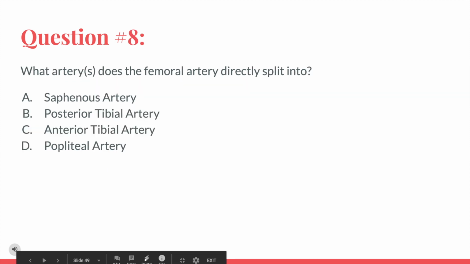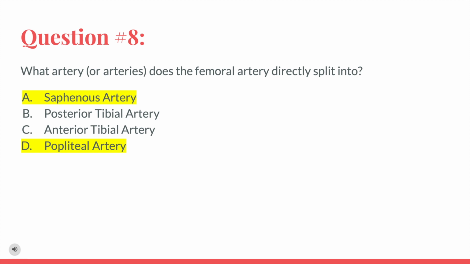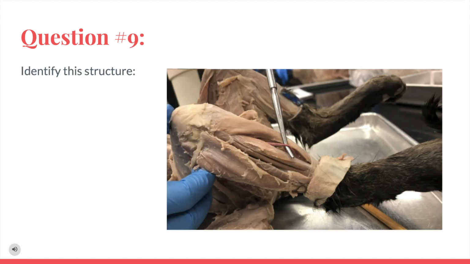Question 8. What artery or arteries does the femoral artery directly split into? A and D are the correct answers to this question, even though the posterior tibial artery and the anterior tibial artery do come from the femoral artery. They don't come directly. The popliteal artery splits into those 2 arteries listed, so that is why the answers are only A and D. Question 9, identify the structure.